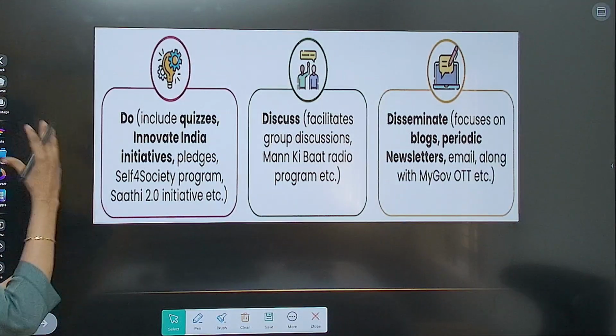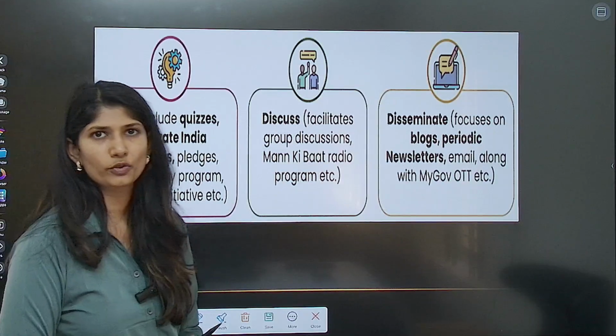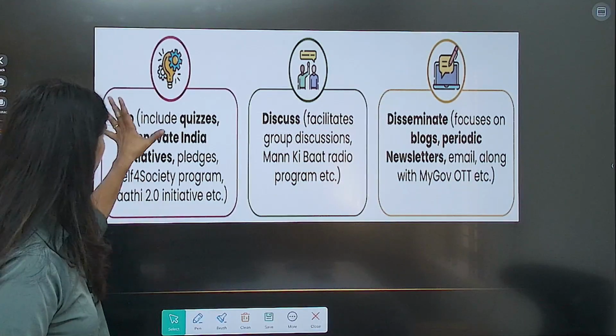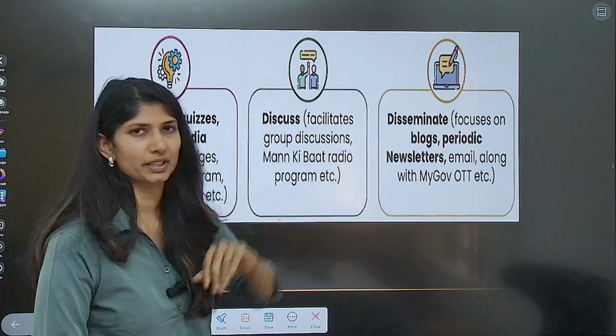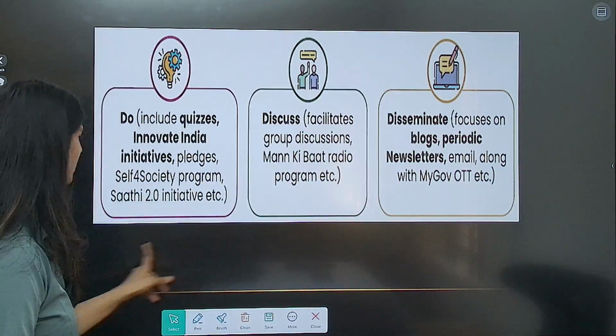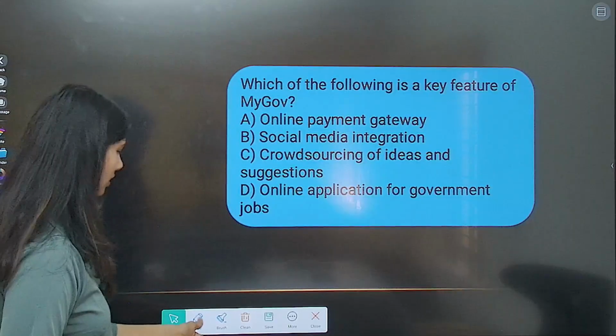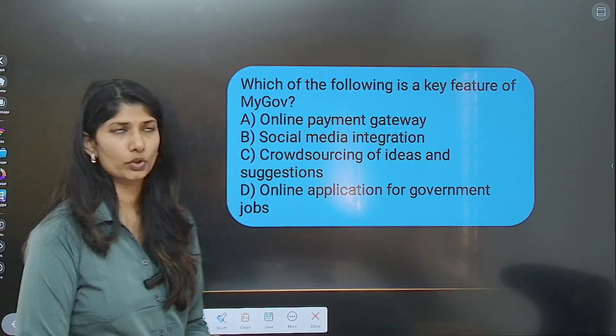What are the three main pillars, if you would consider, of your MyGov platform? That is: do, discuss, disseminate. Understanding? We will see more of this through your questions.